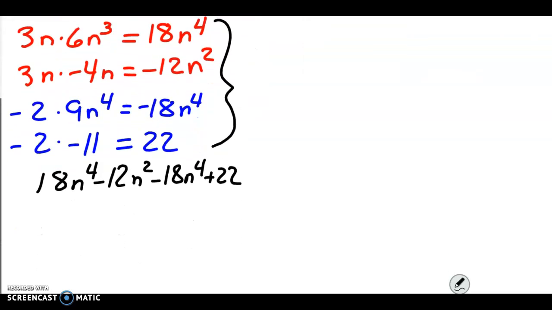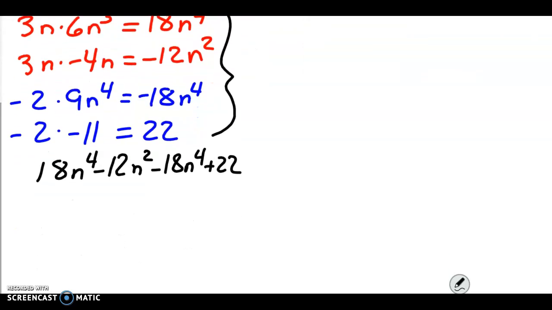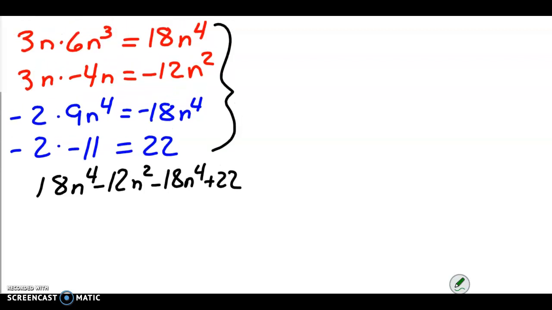Okay? So, what we see when we go to combine these like terms, I've got an 18n to the 4th, and that's going to combine with any other n to the 4th terms that I have. I'm looking at the matching variable and its exponent. It's going to match with a negative 18n to the 4th.